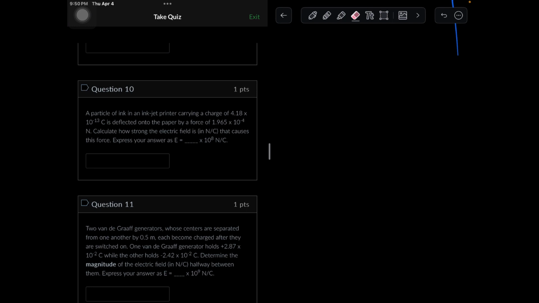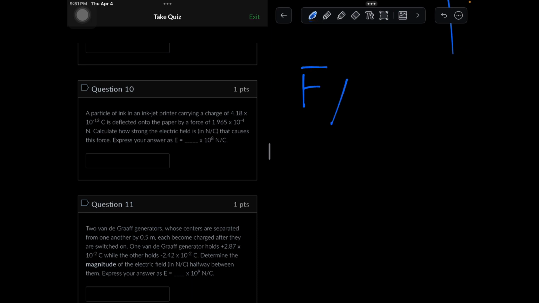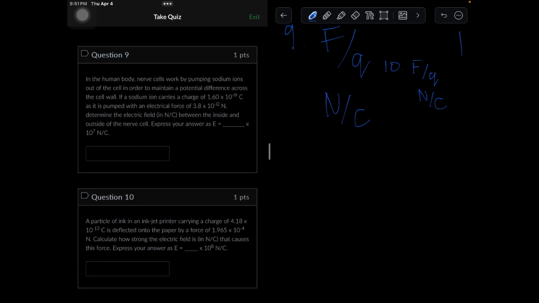Question number 10. A particle of ink in an inkjet printer carrying a charge of a certain value is deflected onto the paper with a certain force, and you are asked to find the electric field strength. This is pretty much the exact same as the previous question, as you are given the force, you are given the charge, and newtons per coulomb is the unit for electric field strength, and it is pretty much the same question as question number 9.